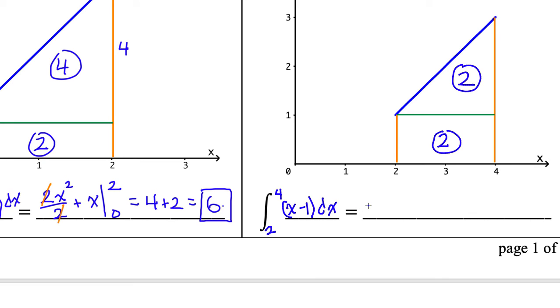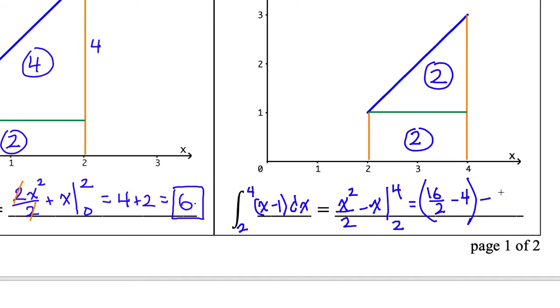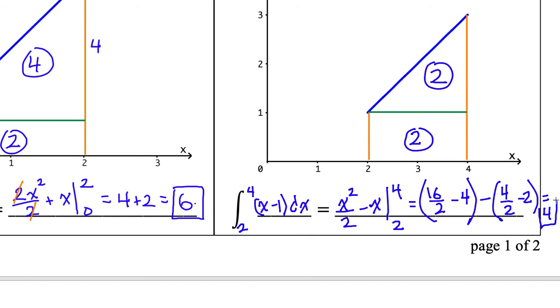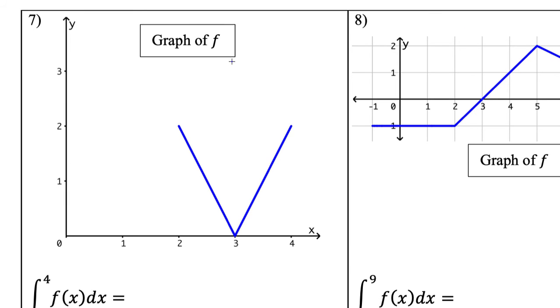When I take the antiderivative, this is going to be x squared over 2 minus x, evaluation bar between 2 and 4. When I plug in 4, I get 16 over 2 minus 4. And that's going to be subtracting when I plug in 2. When I plug in 2, I'm going to get 4 over 2 minus 2. And the answer here is 4. It does work out. Box it. All right, and on to number 7.